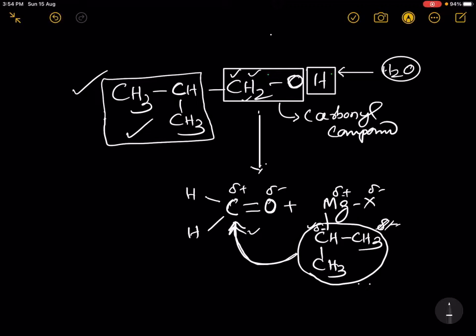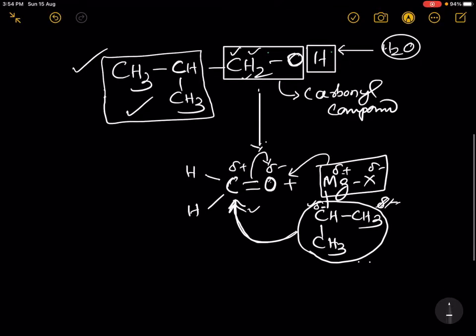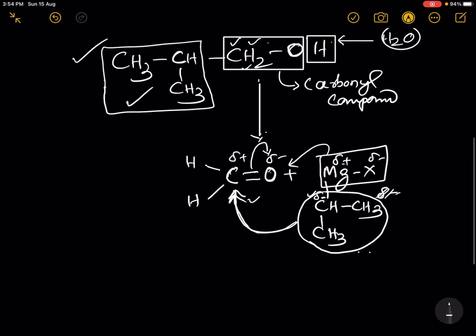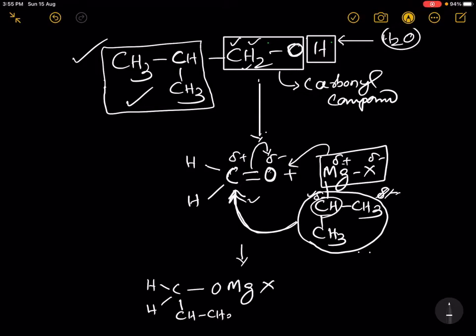This isopropyl group attacks the C of CO, and the double bond becomes a single bond, or you can say the pi bond is shifted, and this O is attacked by this MgX. Then the adduct will be H C H O MgX, and C is bonded to this CH, and this CH3.